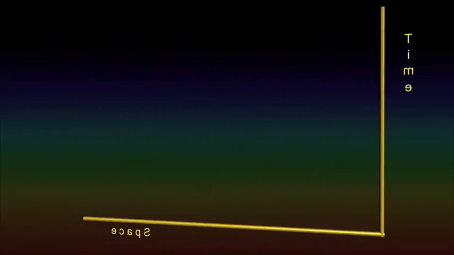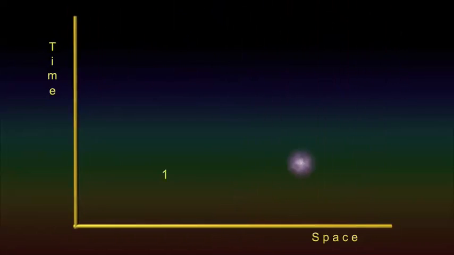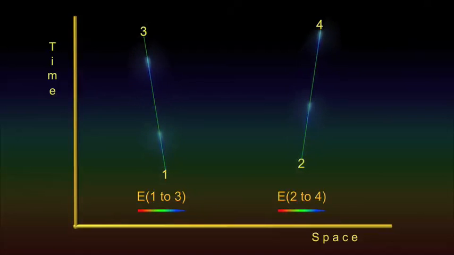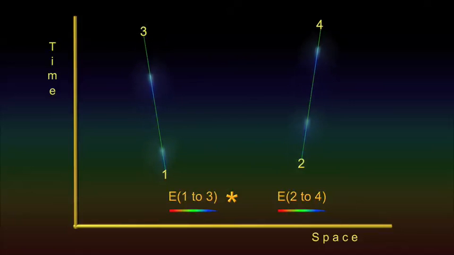Now let's calculate the probability that two electrons at 2 points, 1 and 2, end up at points 3 and 4. This event could happen in two ways. The electron at point 1 could go to 3, given an amplitude of E 1 to 3, and the electron at 2 goes to 4, giving E 2 to 4. So the overall amplitude for this path is E 1 to 3 times E 2 to 4.